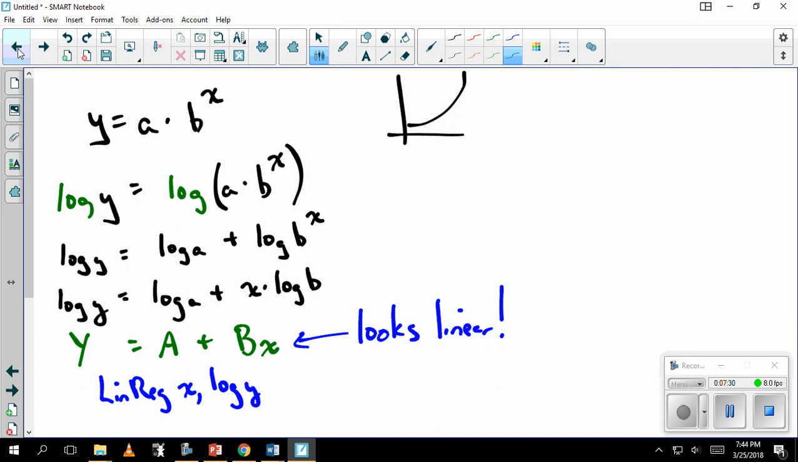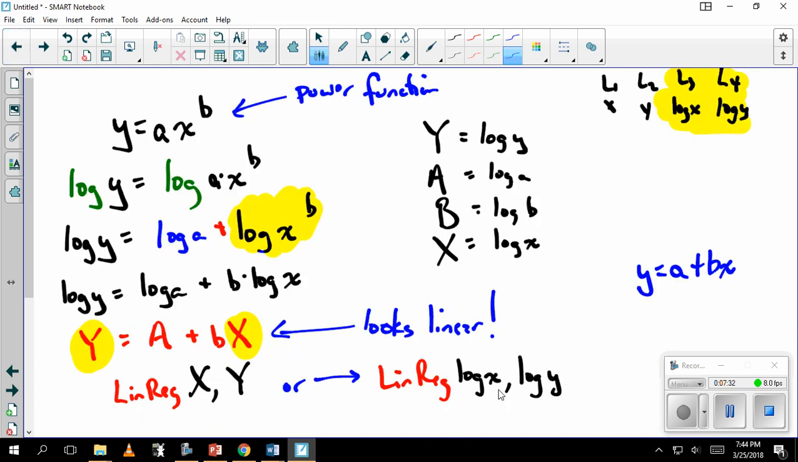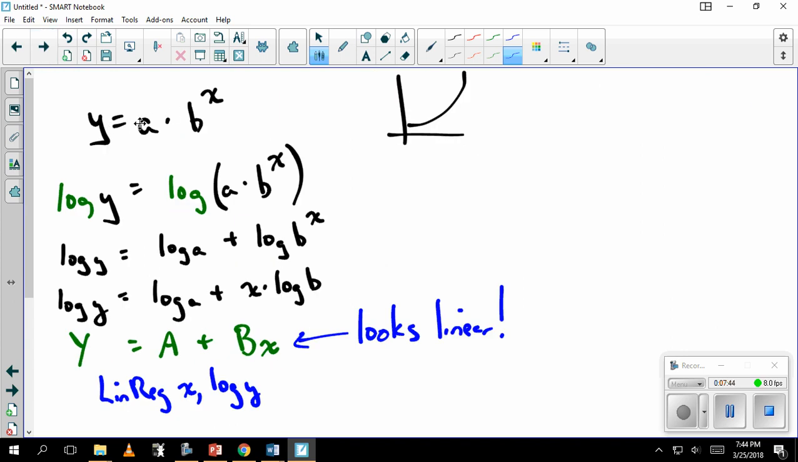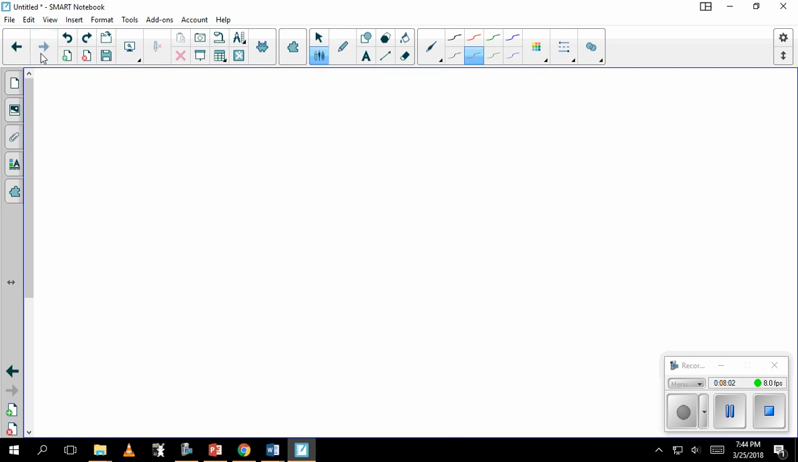Notice before, when I wanted to do that linear regression, I did it on log of x and log of y for a power function, a function like y equals 3x squared. But on a function that looks like y equals 3 times 2 to the x, an exponential function, I want to do linear regression on x and the log of y. So let's see again what would happen if I started out with that.